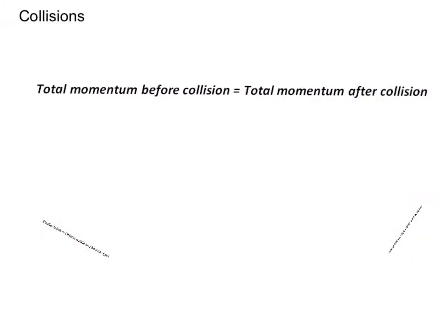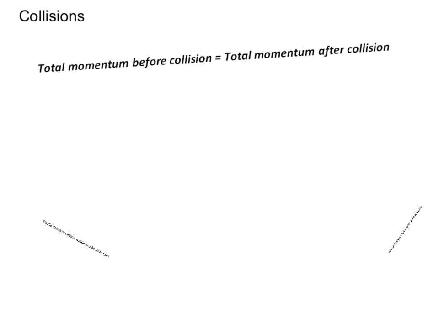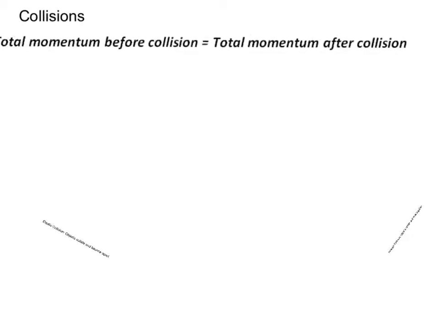So collisions between objects occur all of the time. The law of conservation of momentum tells us that the momentum of the entire system of objects before a collision will be equal to the momentum of the entire system of objects after the collision. There's two types of collisions that we're going to look at. They're elastic collisions and inelastic collisions. Now, we have to keep in mind that regardless of what type of collision we're dealing with, the total momentum before a collision is going to equal the total momentum after the collision.